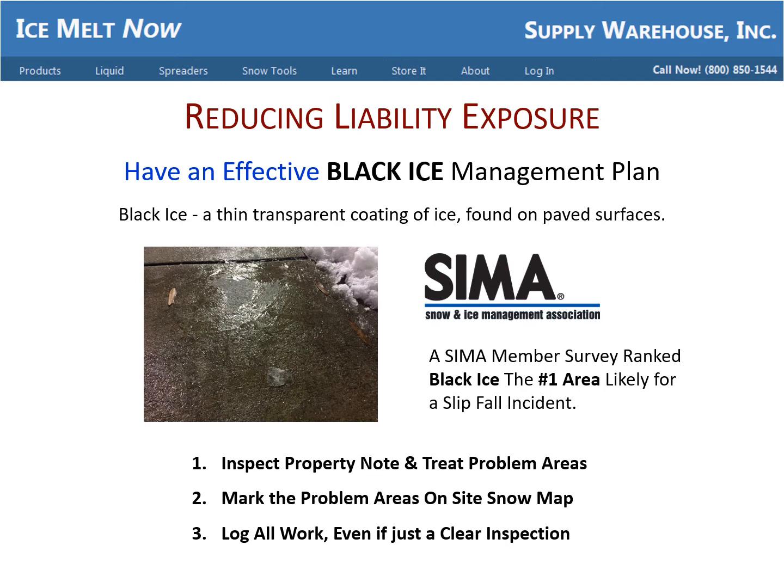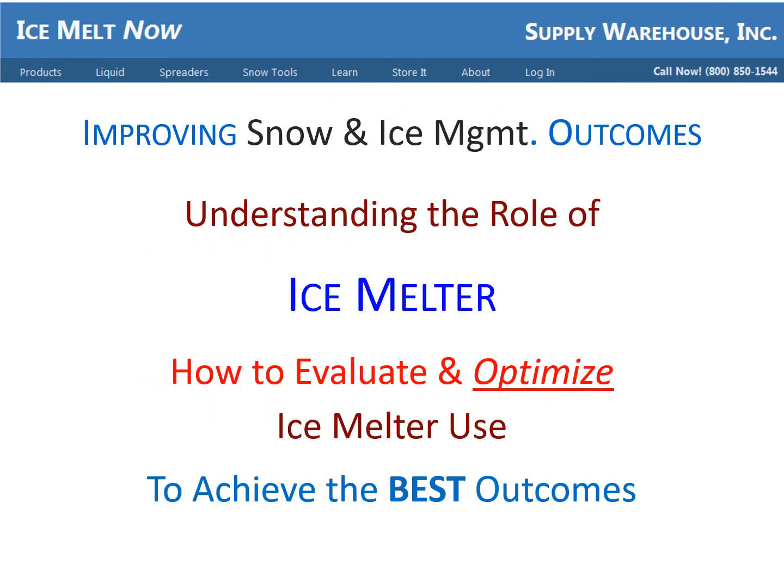Three key steps you can take here to reduce your liability exposure: 1. Inspect property and note and treat problem areas. 2. Mark the problem areas on your snow site map so you can more quickly get to them. 3. Log all work, even if you've just had a clear inspection, and this will help reduce your liability exposure.